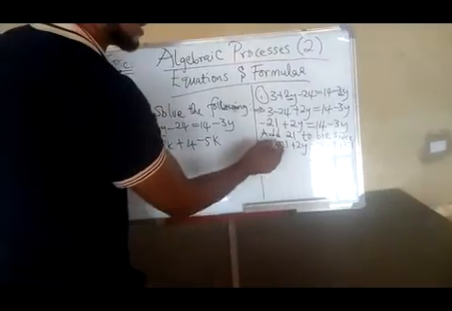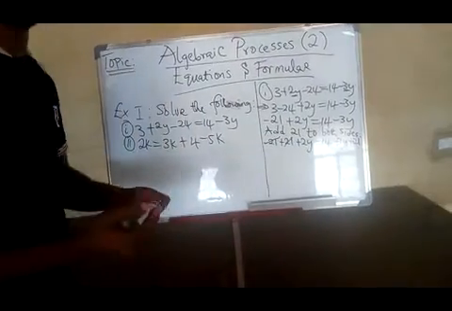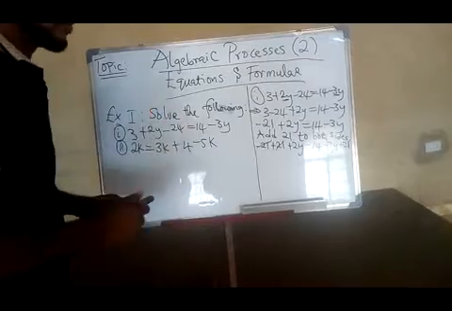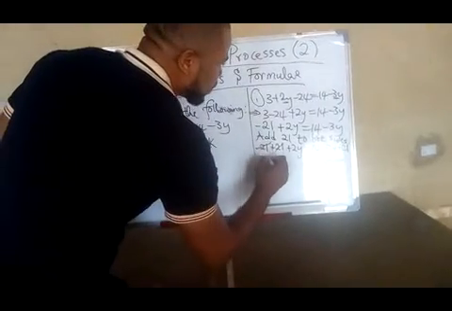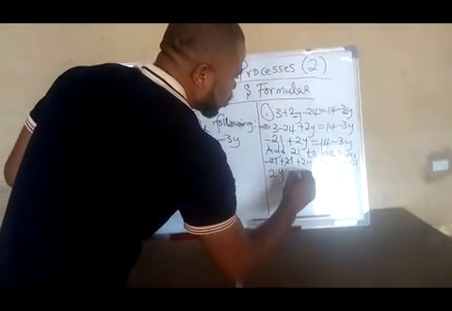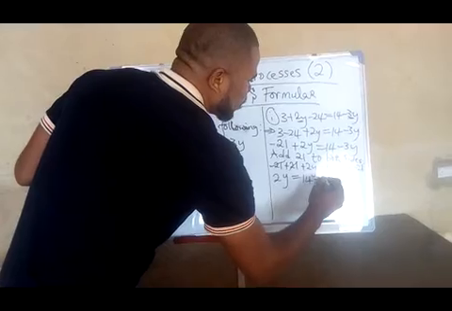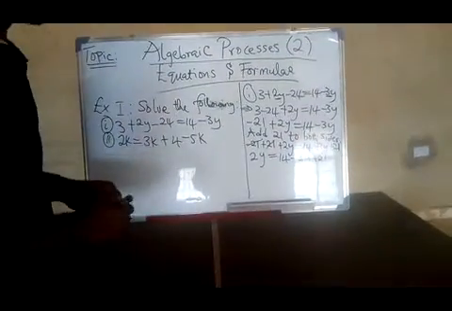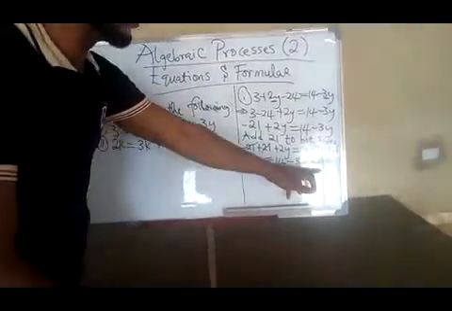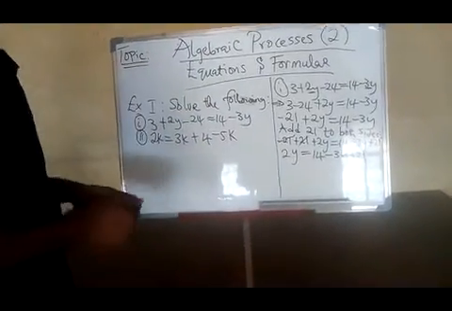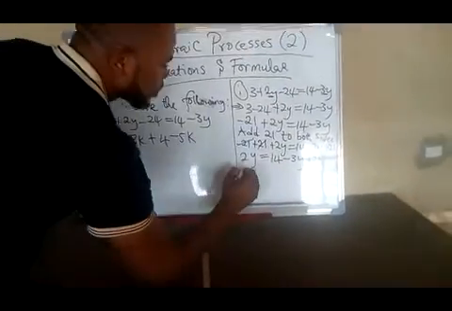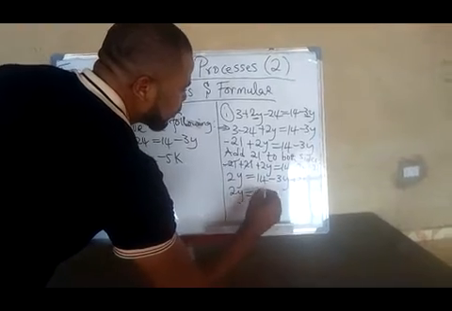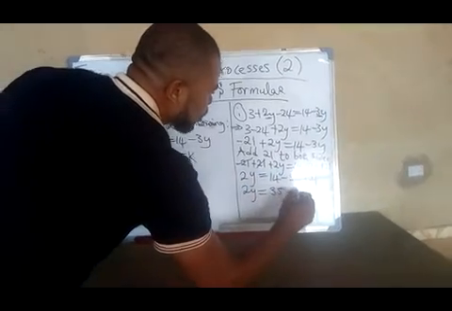Then you see that this and this will negate themselves, because minus 21 plus 21 is equal to 0. So what we have here is going to be 2y equals 14 minus 3y plus 21. When we add 14 to 21, what do we get? 35, right? So this means we are going to be having 2y equals 35 minus 3y.